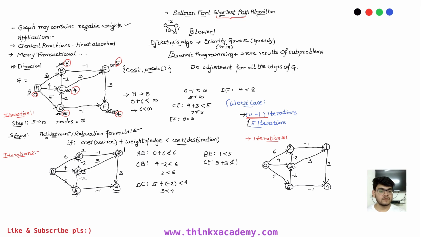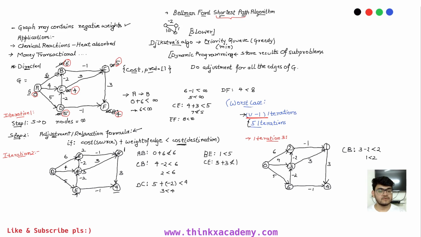0 plus 4, again it is not less than 3. 0 plus 5, again it is not less than this. Then we have 5 plus -2, which is 3. 3 is again not less than 3, so we are not going to change it. Now let's take a look at CB. Here we will see there is an adjustment, because 3 is the cost of reaching the source, which is C, and the distance is -2, and it is less than 2.